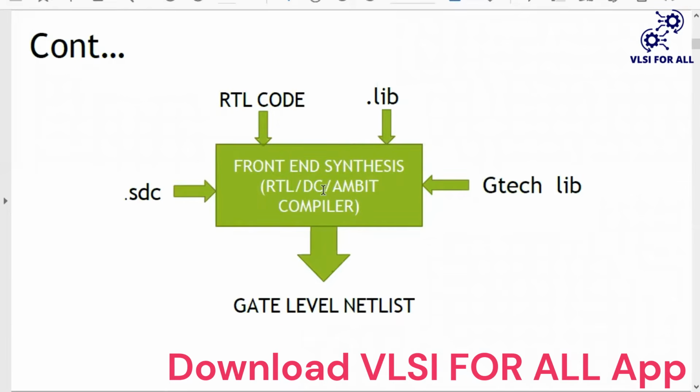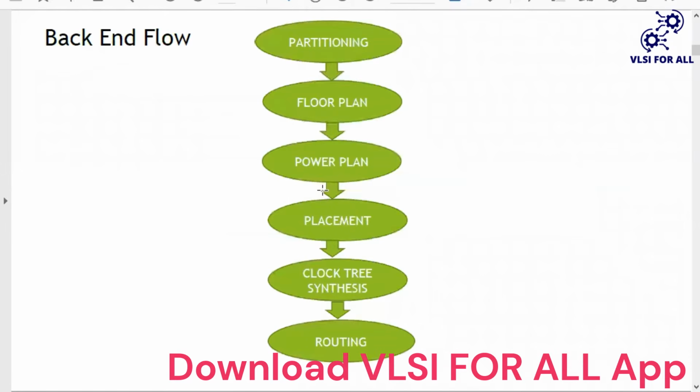Then the second one is the backend flow. The front end flow is done. The front end flow output is the gate level netlist, UPF, SDC, and .def, the four files. Next one is the backend flow, how it works.